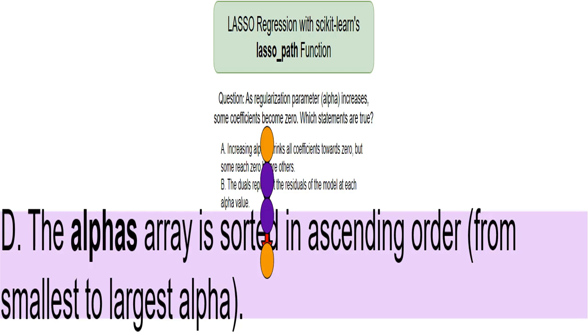This statement is incorrect. The lassopath function typically outputs alphas in descending order. It starts with a large alpha and works its way down, gradually reducing the regularization strength.